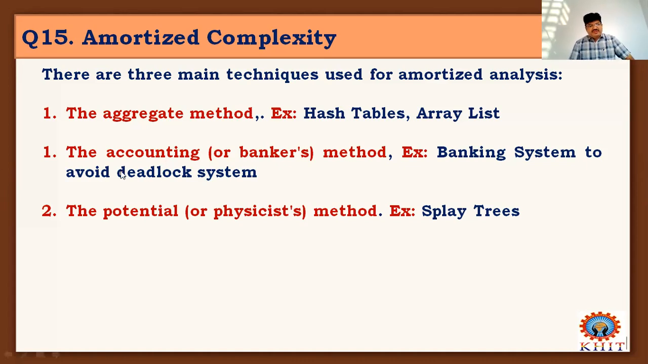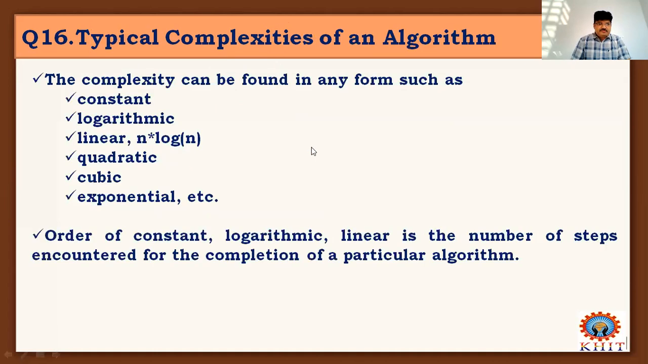Next method is the accounting method or banker's method. This method is used in banking systems to avoid deadlock. That means whenever a person applies for a loan, whether he is eligible for the loan and his application will be accepted or rejected, that mainly depends on this algorithm only. Next one is the potential method. Splay trees are used here for the potential method or physicist's method. So these are the various amortized complexity techniques.